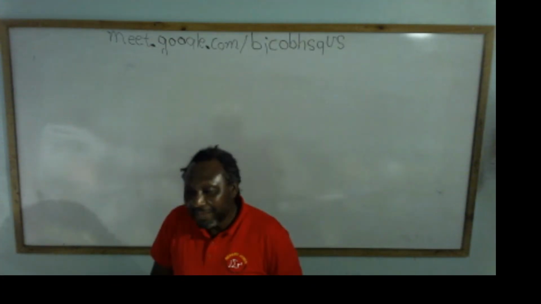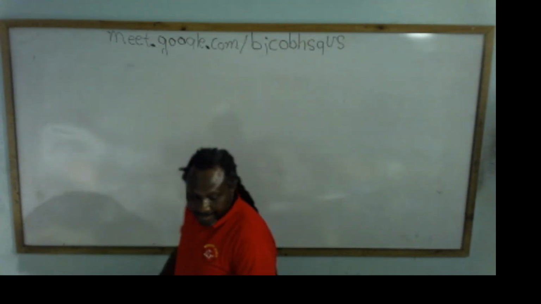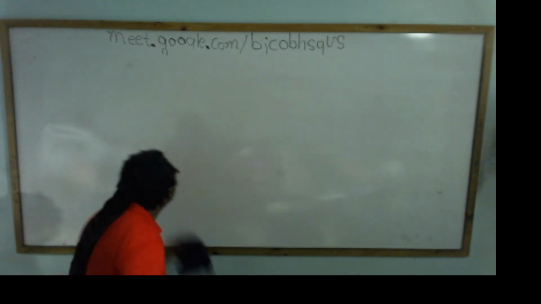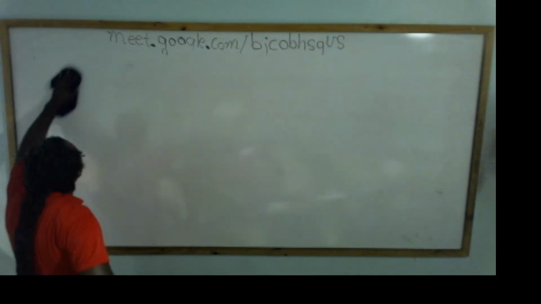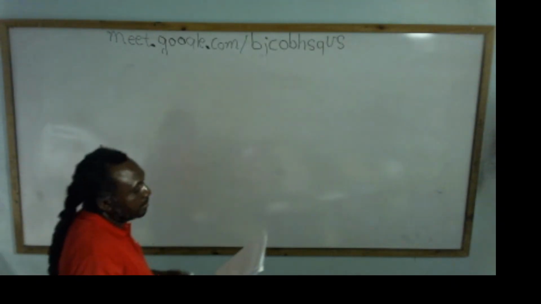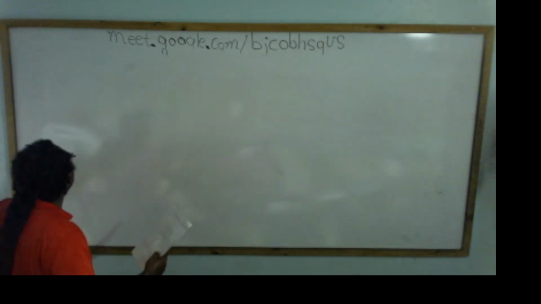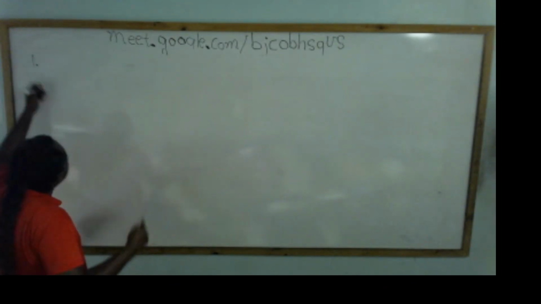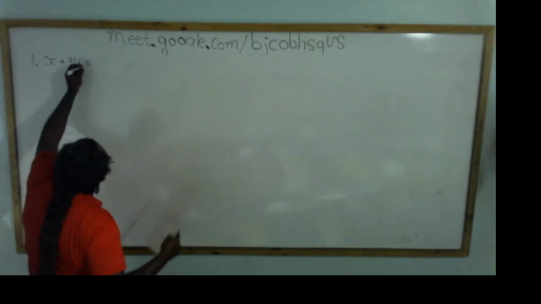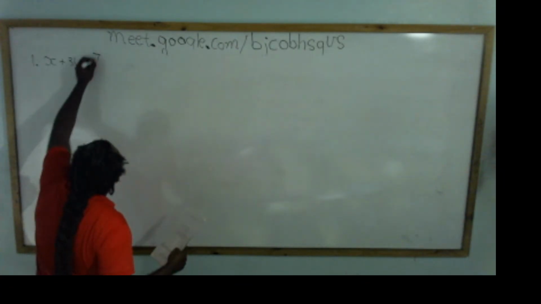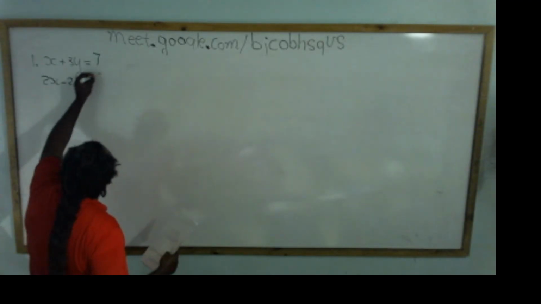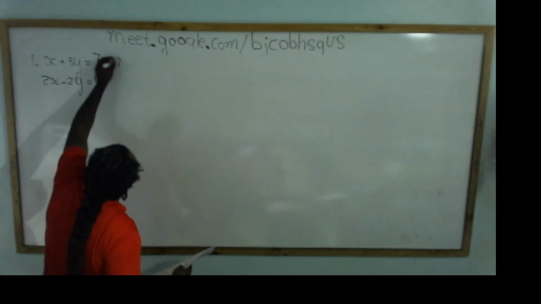Okay, let's go. Alright, what I'll do first is place the problems on the board, because we are just going to do the classwork for simultaneous equations. We have problem number 1: x plus 3y is equal to 7 and 2x minus 2y is equal to 6. So that's your equation 1 and that is your equation 2.